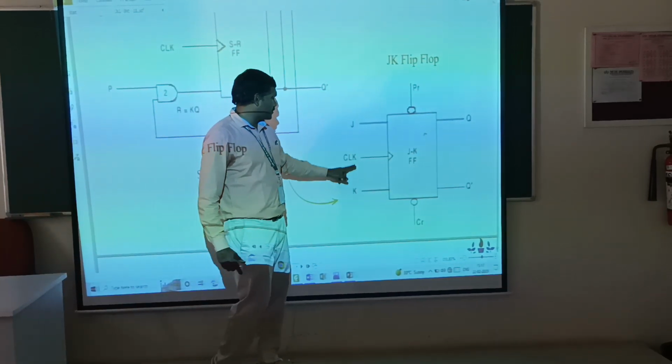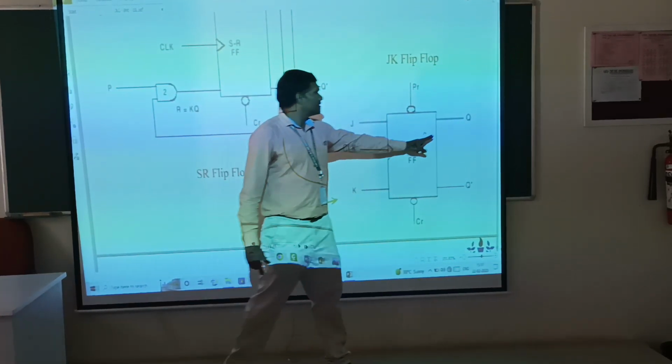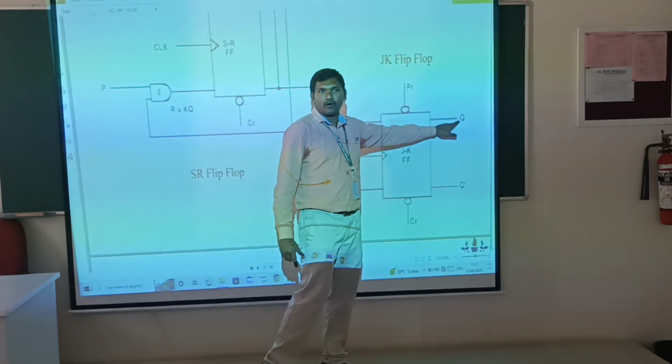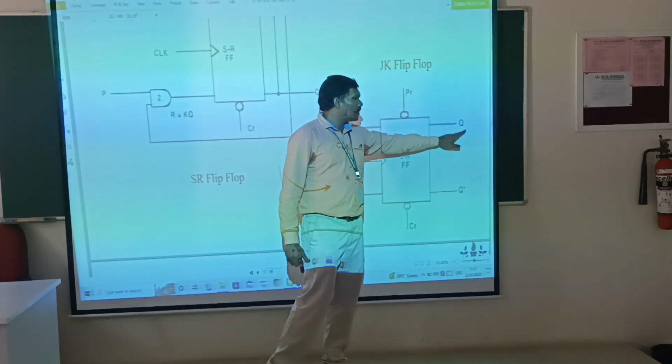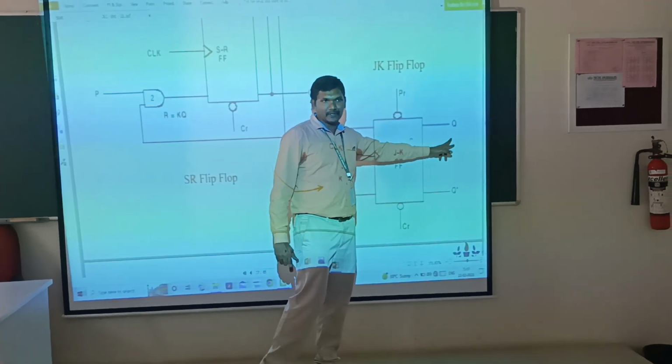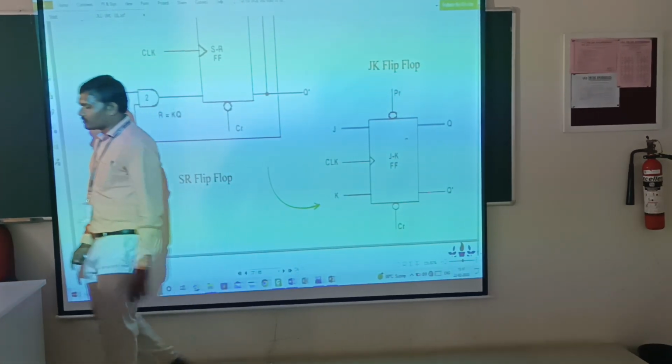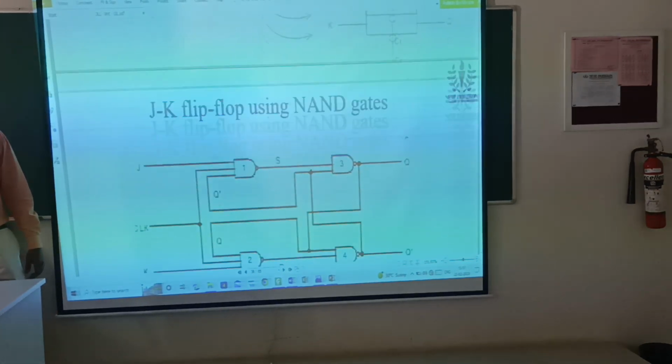We have got two inputs, J and K, and then we have the output Q and Q bar. As you all know, Q and Q bar should always be complements of each other. So let us quickly look into the truth table of the same.